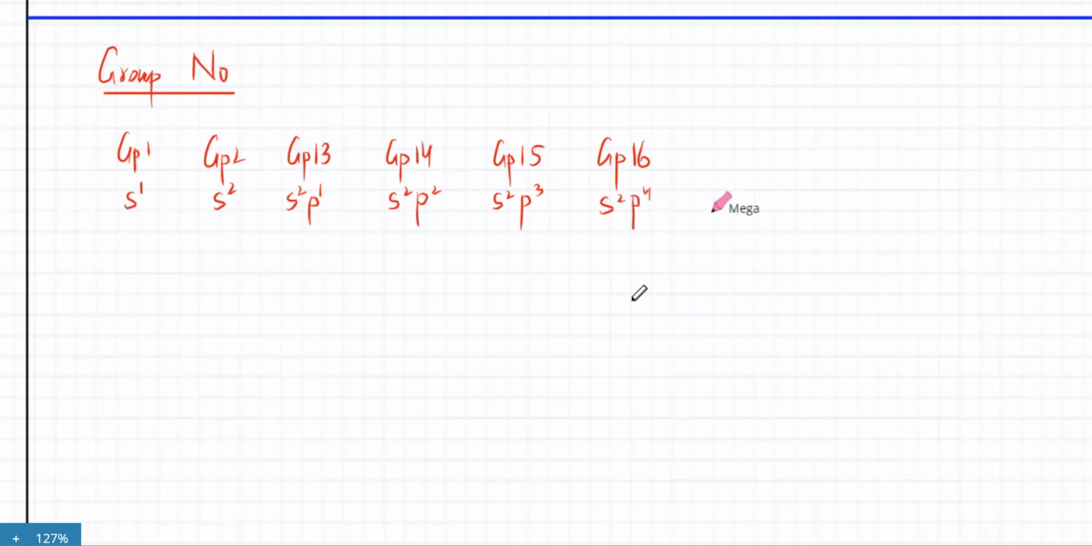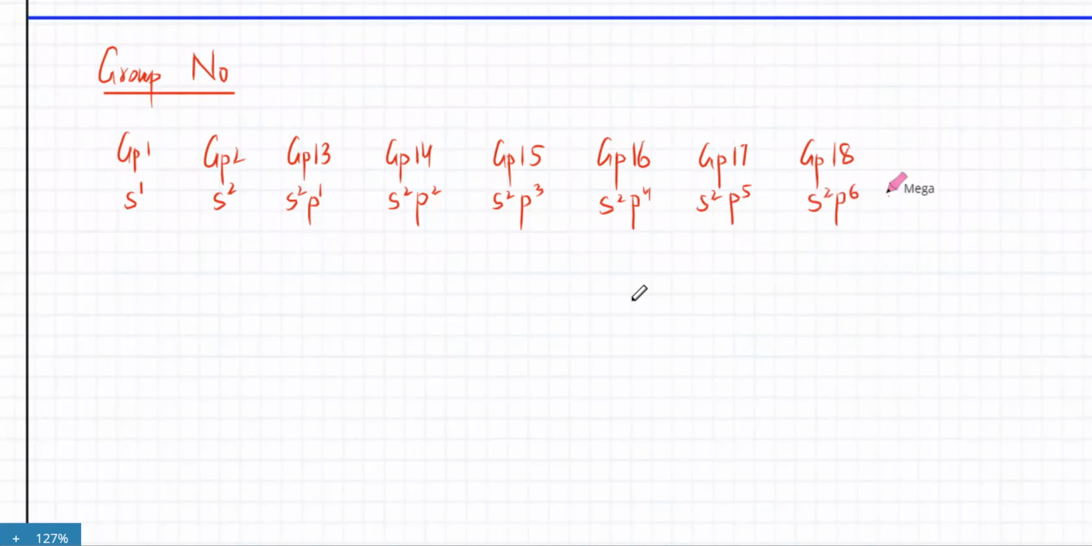And I'll explain this again by writing electronic configuration. So followed by group 17, that's going to be S2 and P5. And the last one is group 18, which is the noble gases, or group 0, the old group 0, or group 8. That's S2 and P6.